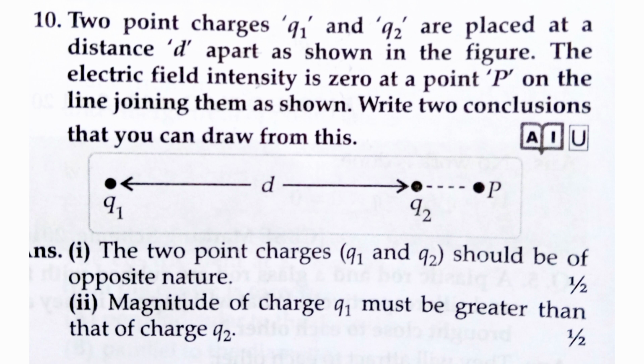So after Q2 the point P is along the axial line. Then which conclusions can we make? That is the question. What can we understand from this? So the 2 point charges, that is Q1 and Q2, what should they be? They will be of opposite nature. Okay. So one will be positive and the other will be negative. And the next one is, the magnitude of charge Q1 must be greater than that of Q2. So magnitude of Q1 will be greater than that of Q2. So these 2 are the conclusions.